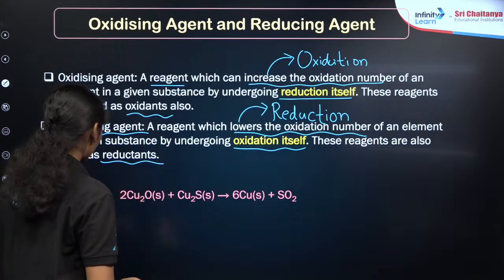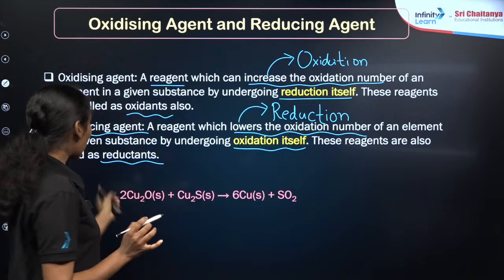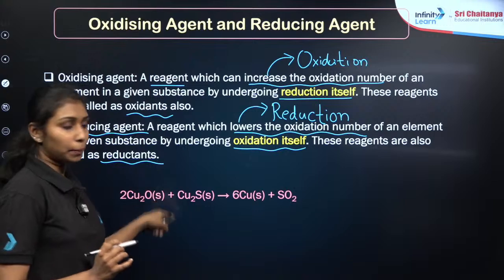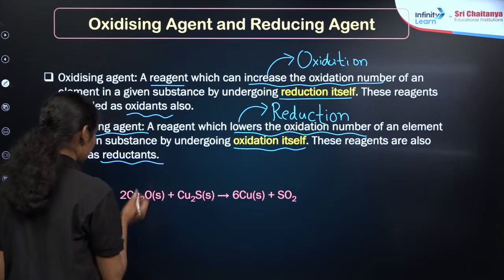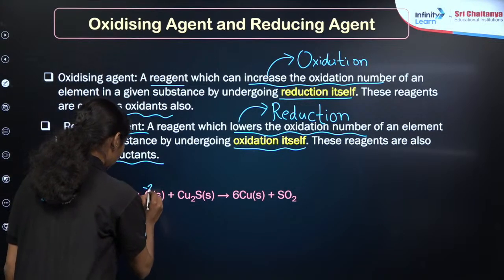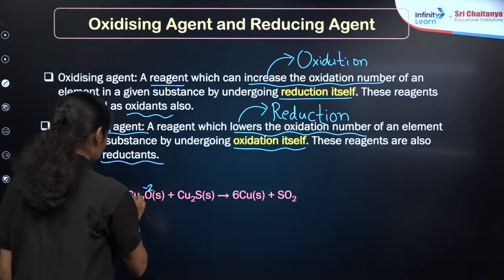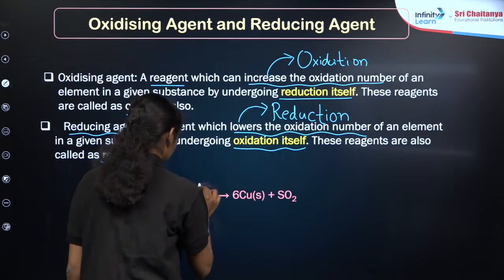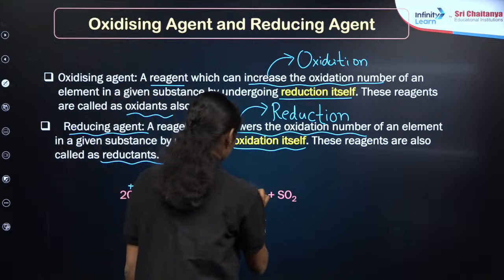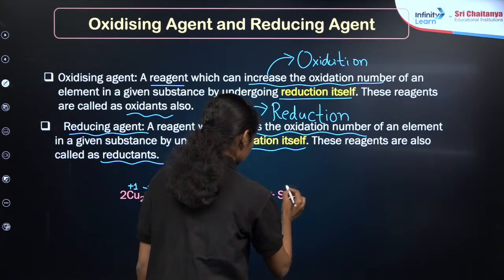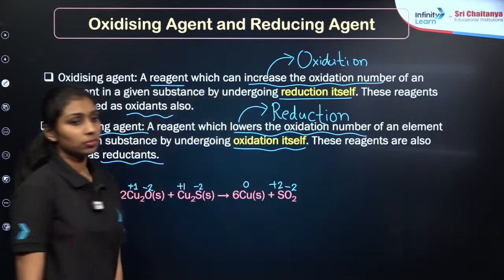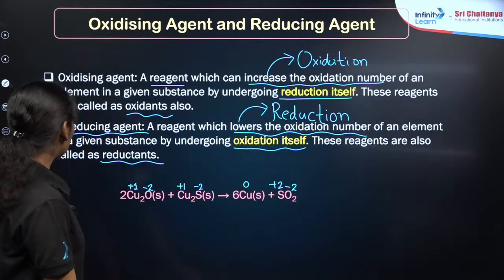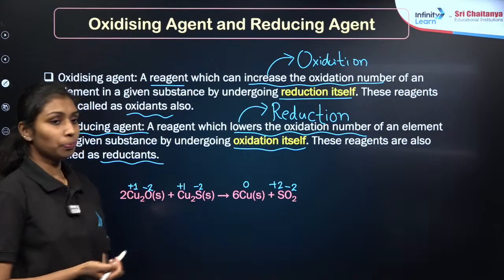Now I have given an example for you. Just calculate the oxidation number, then find out which one is the oxidant and reductant in this particular example. Just calculate the oxidation numbers here. Okay, which one will be the oxidizing agent and reducing agent here?